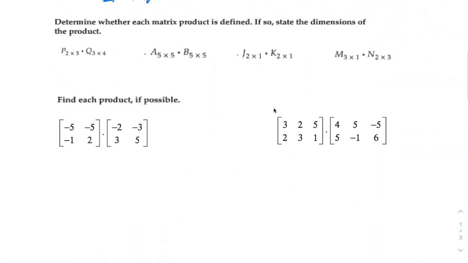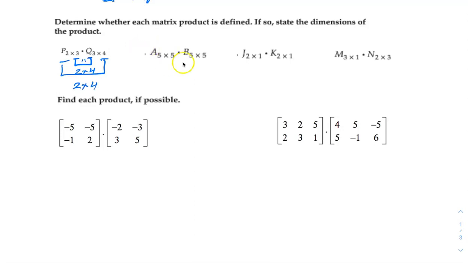Multiplying matrices is a little more complicated. Determine whether each matrix product is defined. If so, state the dimension of the product. So I want to know if I can multiply these things. Can I multiply a 2 by 3 times a 3 by 4? And you could in that case. All you want to do is check if the middle two match. And they do. Little happy face. And then you get the outside, 2 by 4. So this would be a 2 by 4 matrix.